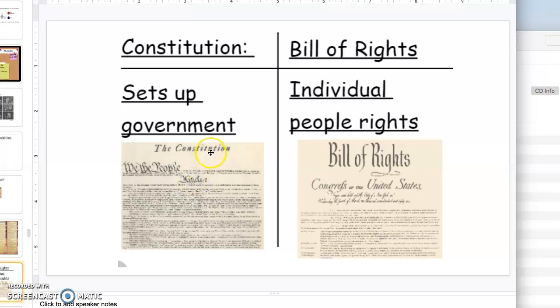So the difference between these is the Constitution really sets up the government, tells us about the three branches, how old you have to be president, that there's a House and there's a Senate and all that good stuff. They wanted to add the Bill of Rights because some of the Founding Fathers felt that there weren't really individual rights being protected. So it talked a lot about the government, but not about individuals and what the rights were for those individuals. And so that's really what the Bill of Rights was.